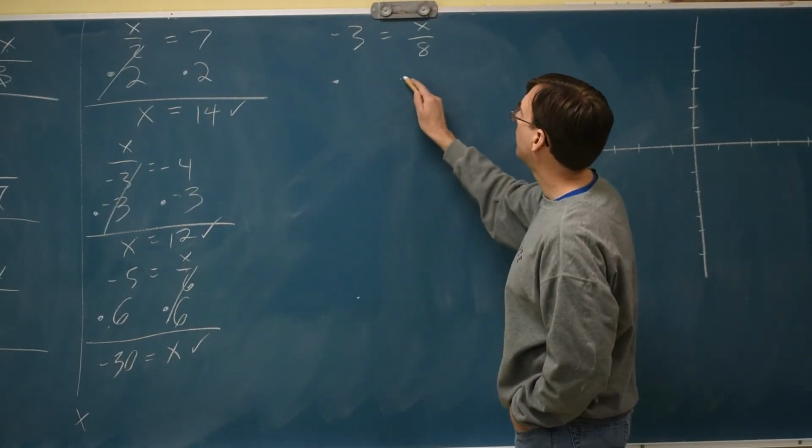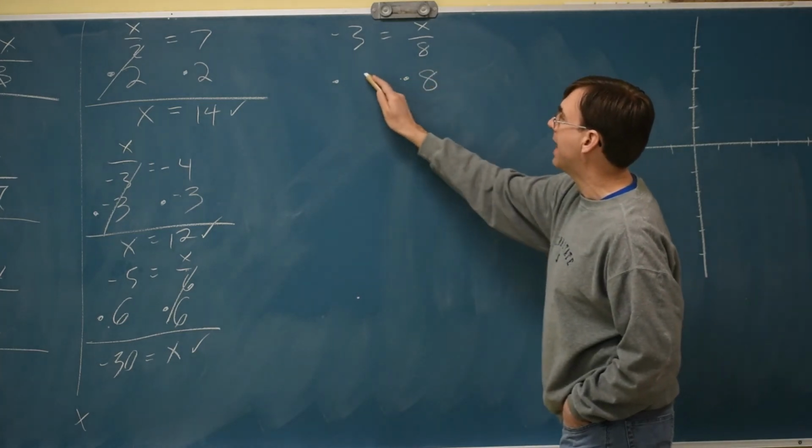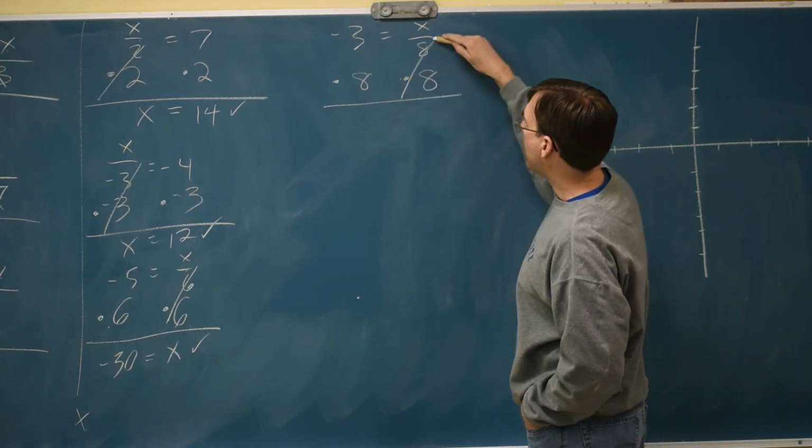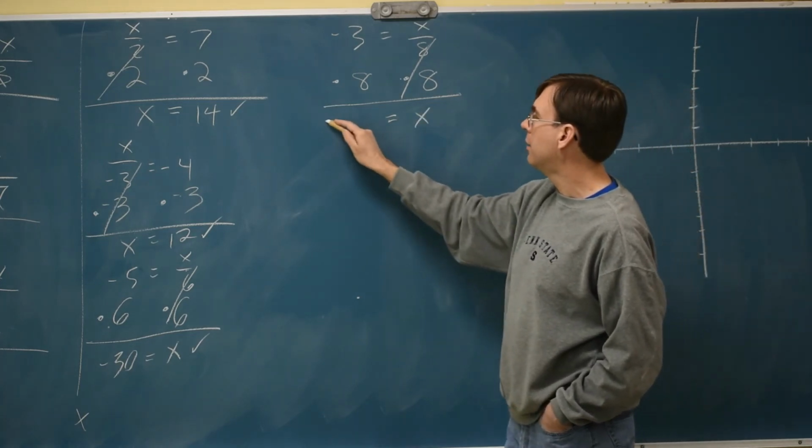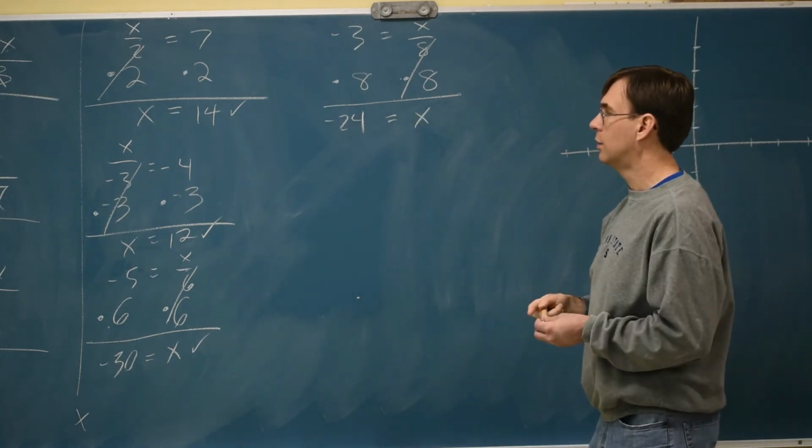And then our last one for multiplying would be multiplying by 8's. Since 8 was with the variable, that's our multiply number. Variable alone, it is -24.